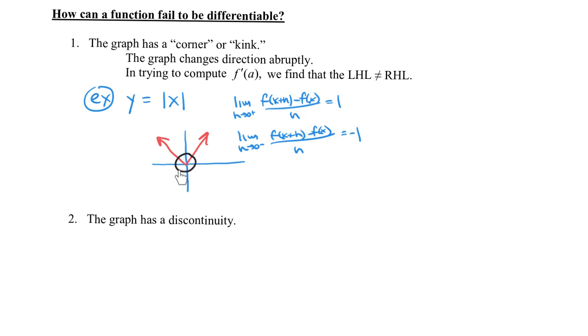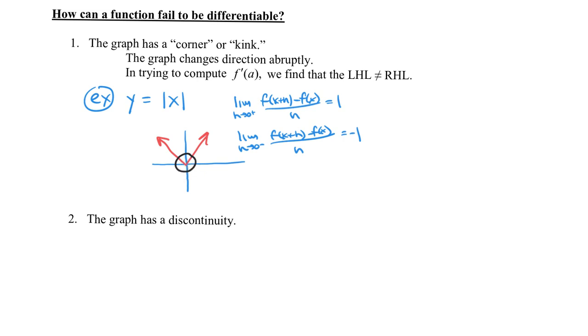Geometrically, you can see it because you can blow up this area forever. It never flattens out. It's always pointy. Okay, so this would be called a corner or a kink. It's just pointy. It's always going to stay pointy. So this function is not differentiable at that point.